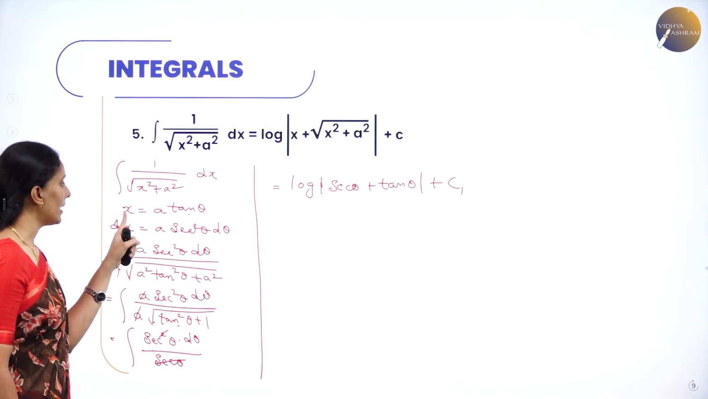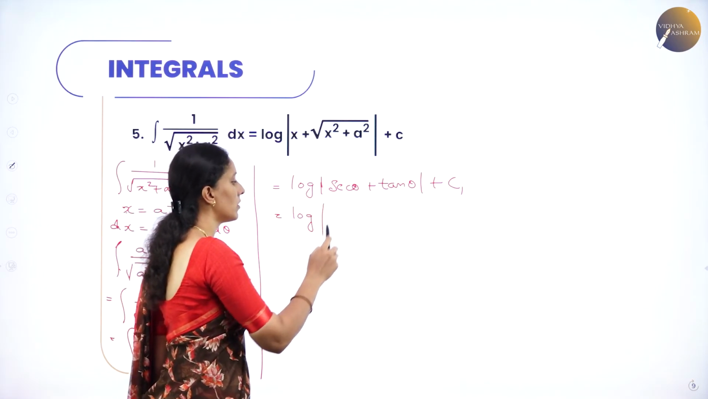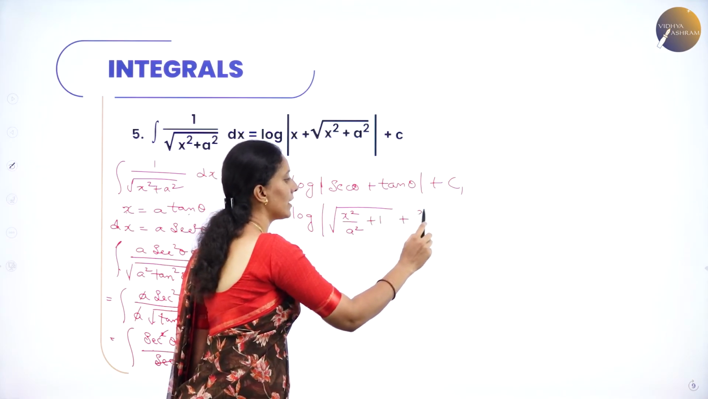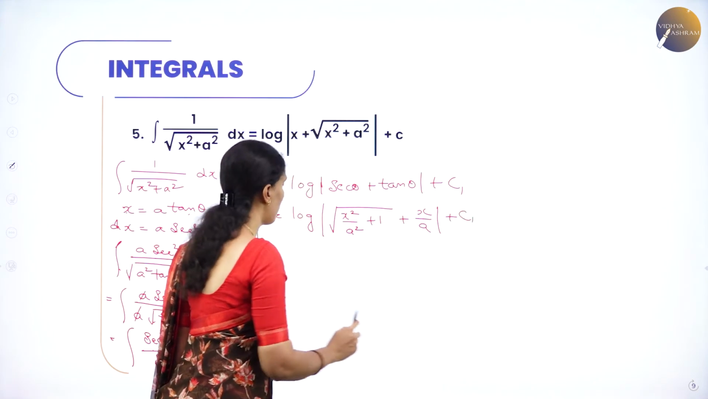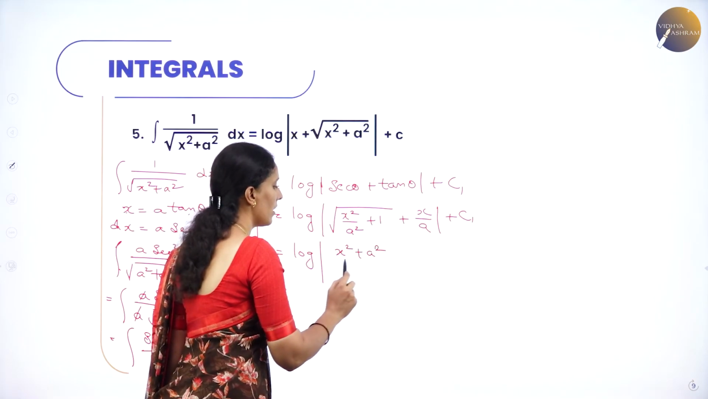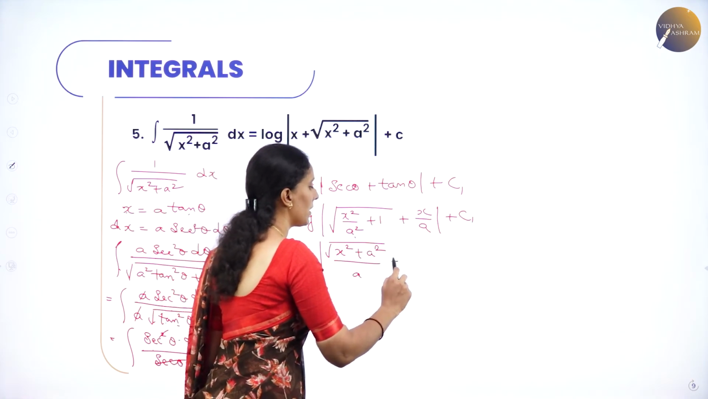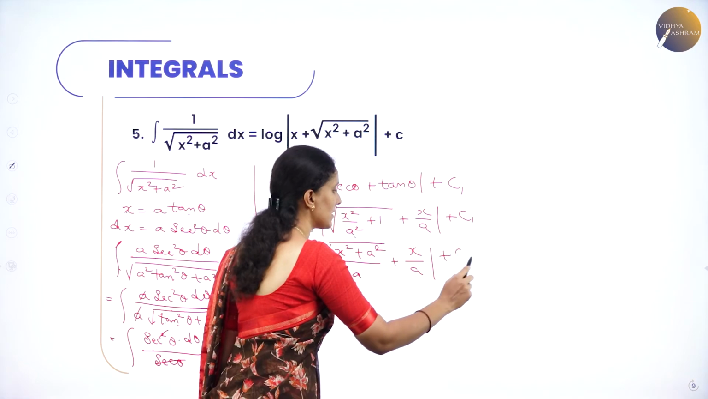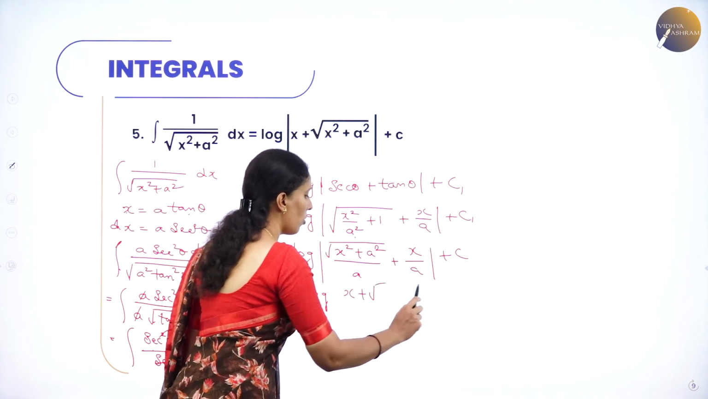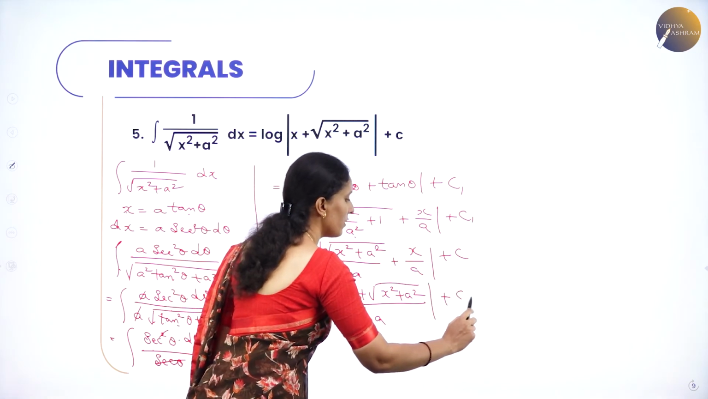Now what is tan theta? It is x by a. So square root of tan square theta plus 1 means it is log of square root of x square by a square plus 1, and tan theta is x by a, plus C1. Now here we have log of, so this becomes x square plus a square divided by a square. Since this is below the square, we can take it out, it becomes x divided by a plus c. Now you can write this as log of x plus root of x square plus a square divided by a plus C1, we will take.